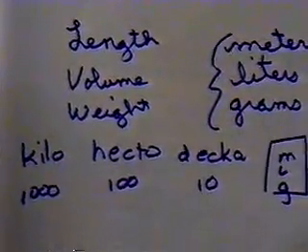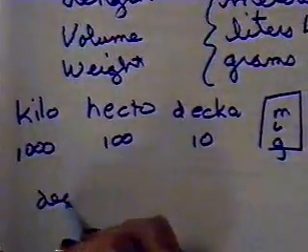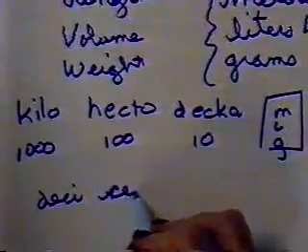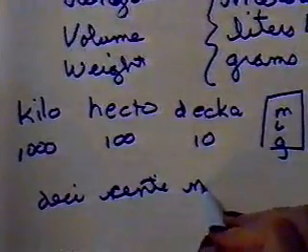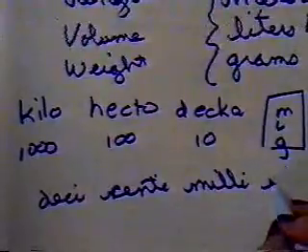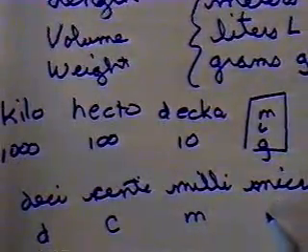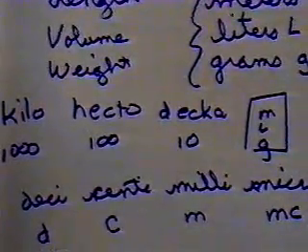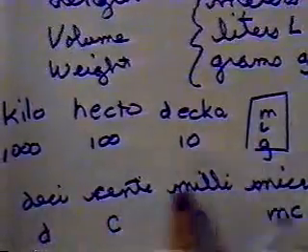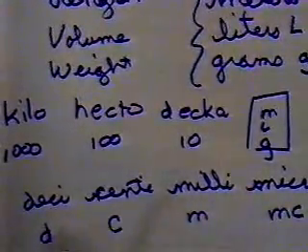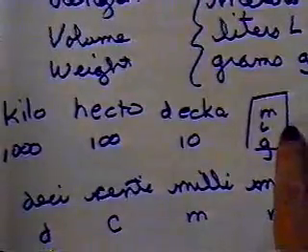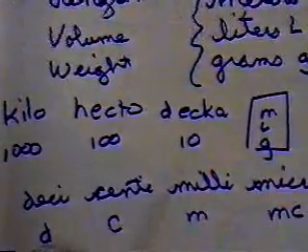When we want to go smaller weights, we have deci, centi, milli, and micro. Deci is abbreviated a D, centi, C, milli, M, micro, MC. Again, these prefixes cannot be used alone. If you have deci, it has to be decimeter, deciliter, decigram. It means 1/10.